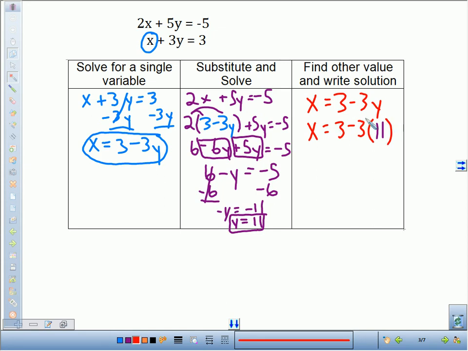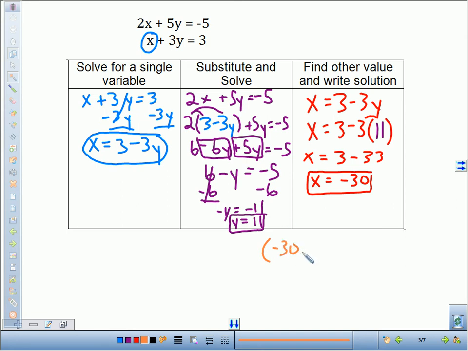This is order of operations. I'll simply solve that. I have x equals 3 minus 33. So x equals negative 30. That means that the solution to this system of equations is negative 30, because that's my x value, and 11. This is a point in x, y. All of our answers should be given as a coordinate point x, y. X comes first, y comes second.